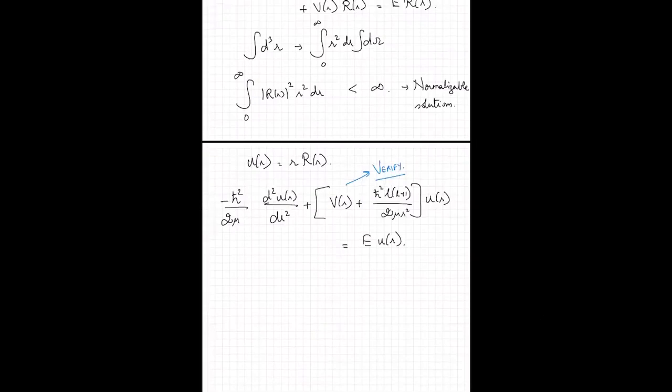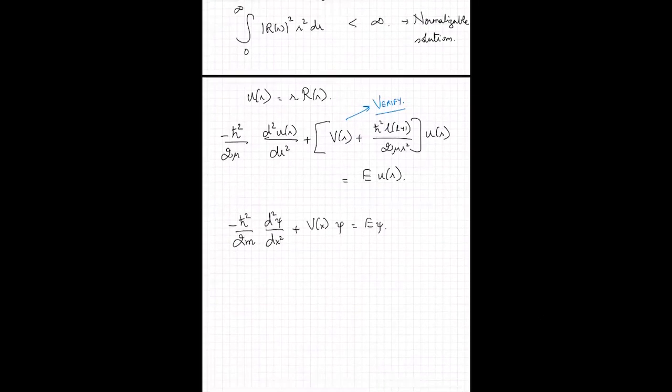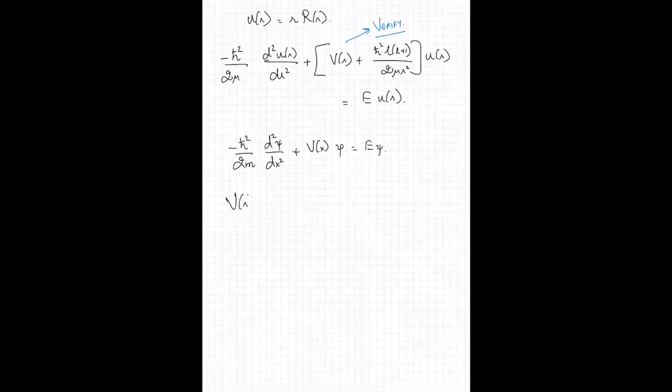Notice that this exactly looks like the Schrodinger's equation for a one-dimensional potential, minus h bar square over 2m d square psi dx square plus V of x psi equals E psi, except that the radial coordinate r changes from 0 to infinity and x goes from minus infinity to infinity. That is one change. The other change is that the potential V of x is replaced by V of r plus h bar square times l(l plus 1) over 2 mu r square.